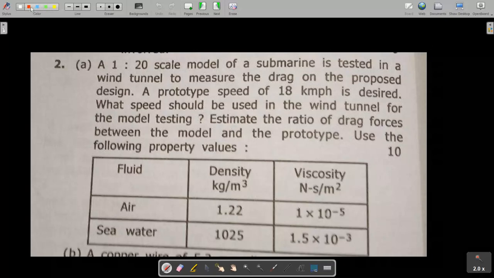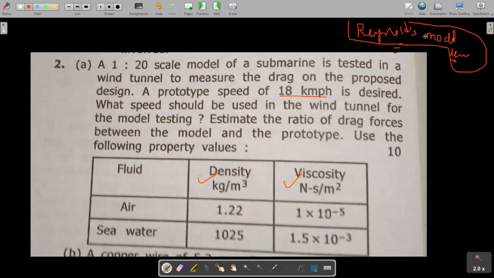But for Reynolds model law, one hint that you can directly see is that velocity, density and viscosity are given. If these three terms are given, then generally, not in every case, the question would be based on Reynolds model law.